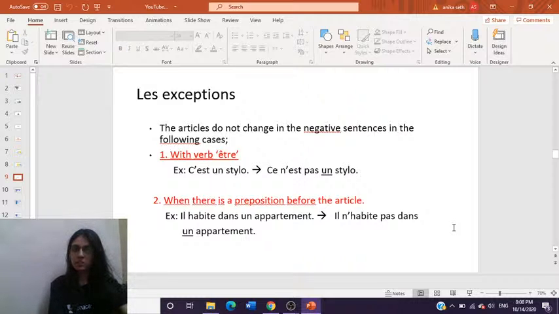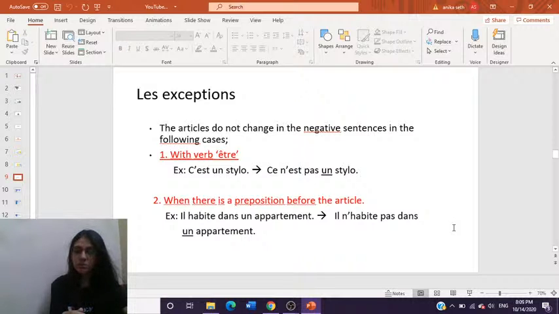Then there are a few exceptions in this case. So like in the negative sentences with verb être, the articles do not change. So like with verb être, example, "c'est un stylo", "ce n'est pas un stylo". This is a pen, this is not a pen. So why over here with indefinite article we are not changing the article? Because the verb être is not showing the quantity of the noun. Verb être shows the existence of the noun. So that is why, the logic behind changing the article is to change the quantity. But over here where the quantity is not mentioned in the sentence, there we will not change the article.